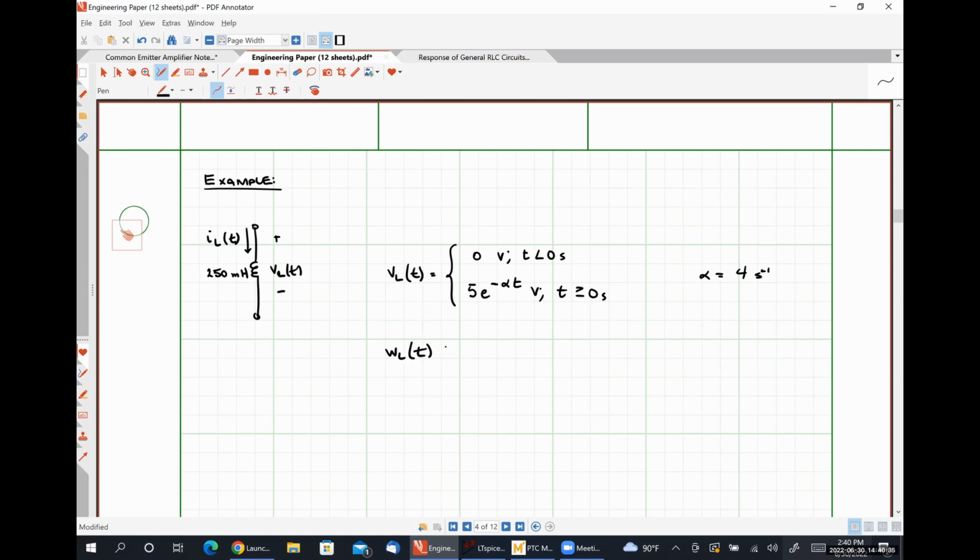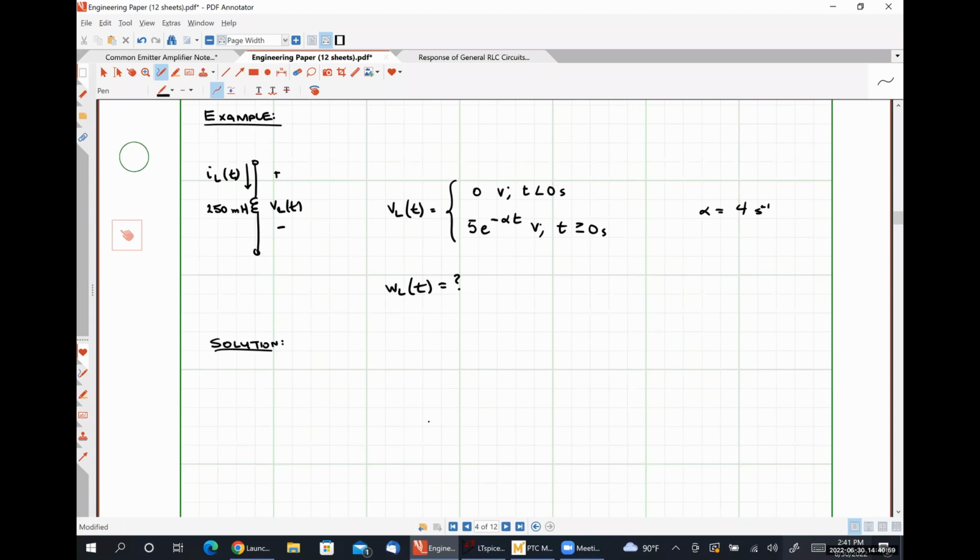What is the energy stored by the inductor as a function of time? Okay. So how we would approach a problem like this is first by looking at what we're asked for, right?